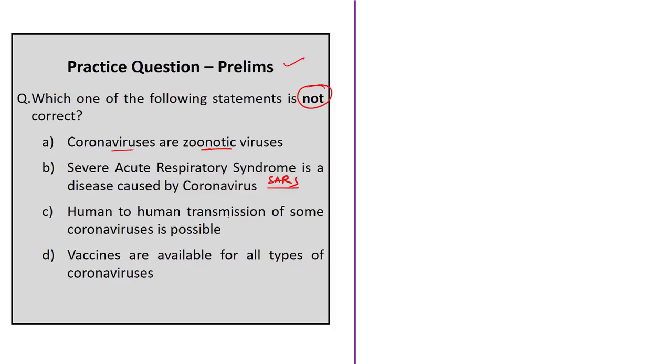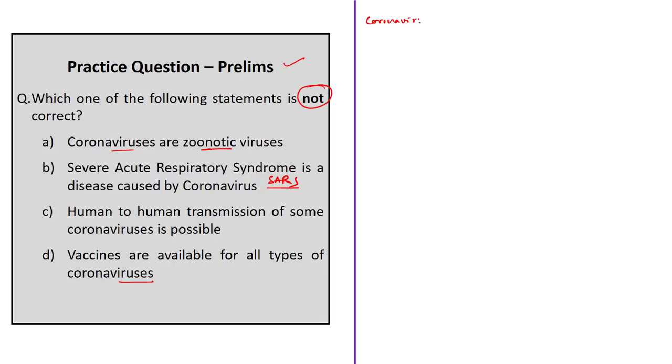Then option C says human-to-human transmission of some coronaviruses is possible. Then option D says vaccines are available for all types of coronaviruses. See, all these statements are related to coronavirus.